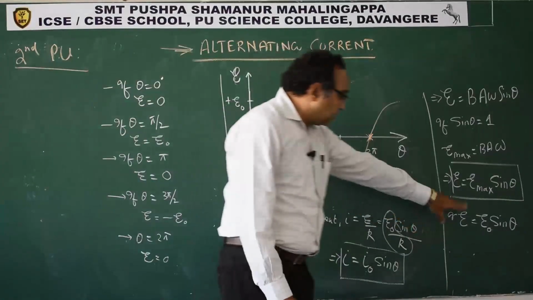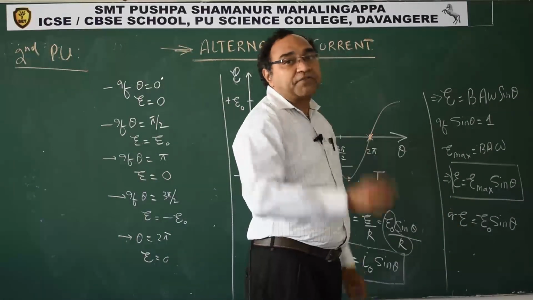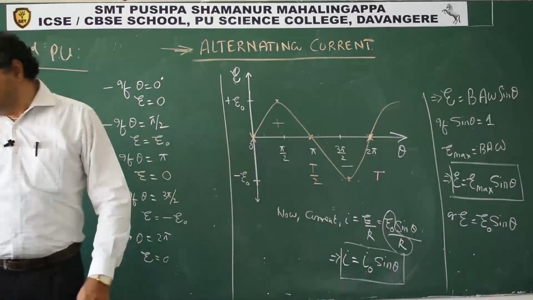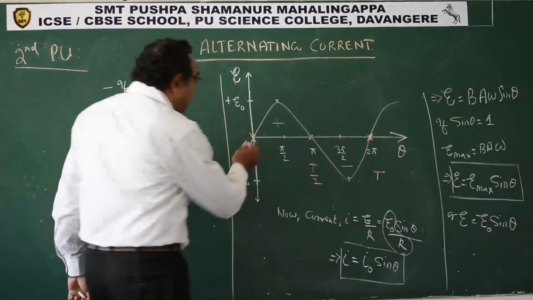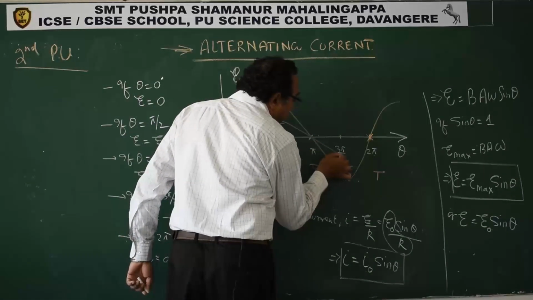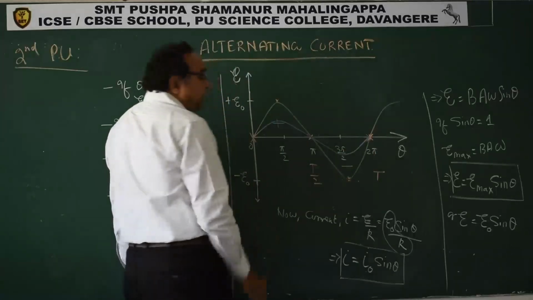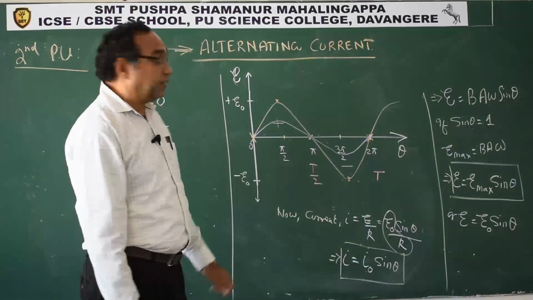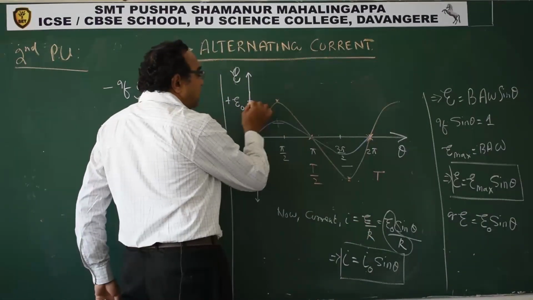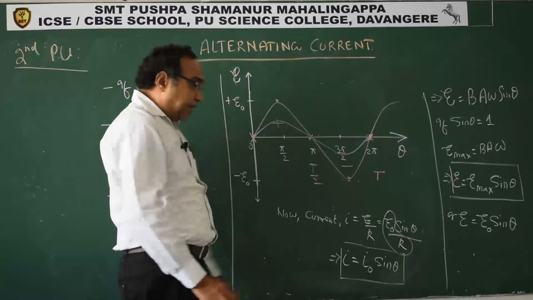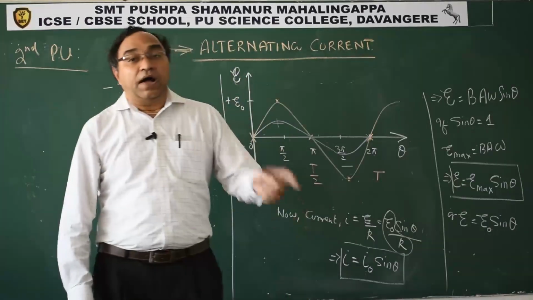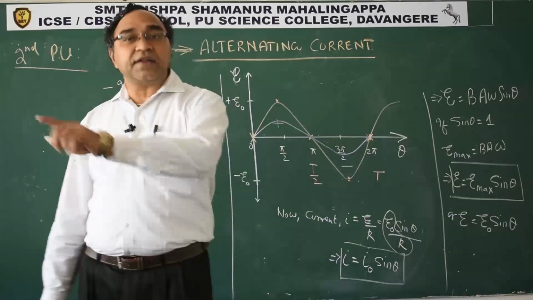We have already seen EMF is also a function of sine. Both of them are sine function. So if you plot I in this graph, what will be the nature of the graph? The nature will be same. See, it is same. Only thing is its amplitude will be small. Why? Because, see here, E naught, see, this much is E naught, na? E naught is divided by a number which is greater than 1. Therefore, I naught will be lesser than E naught.